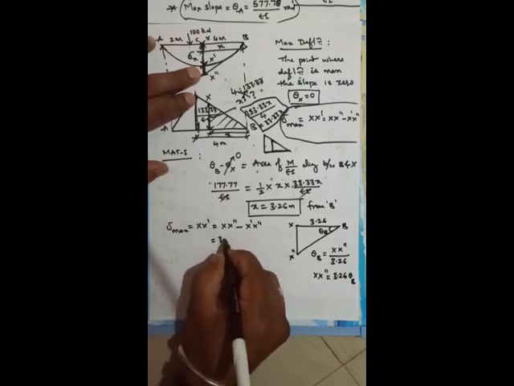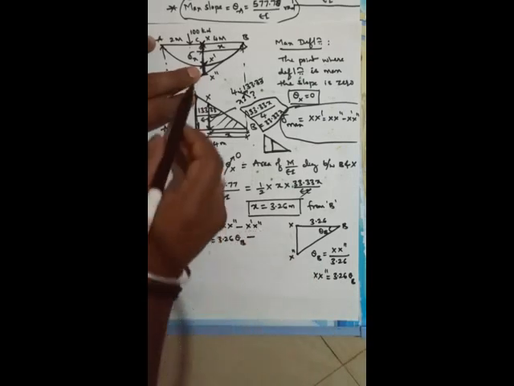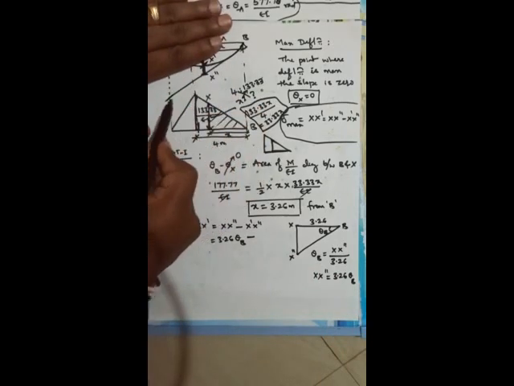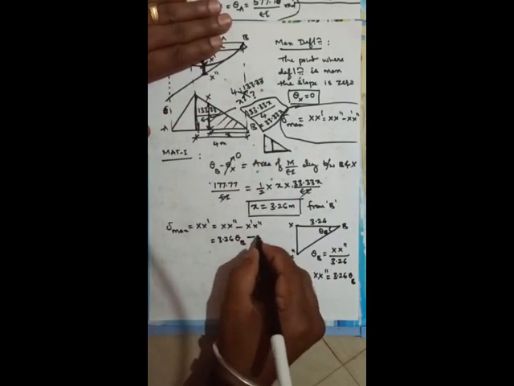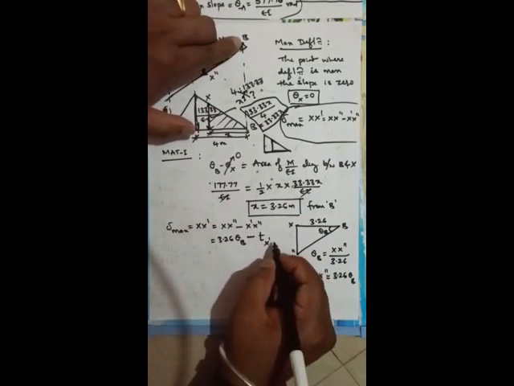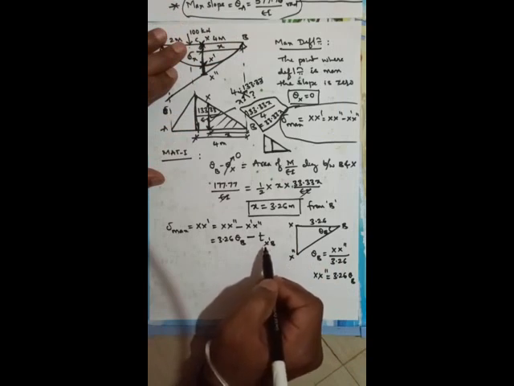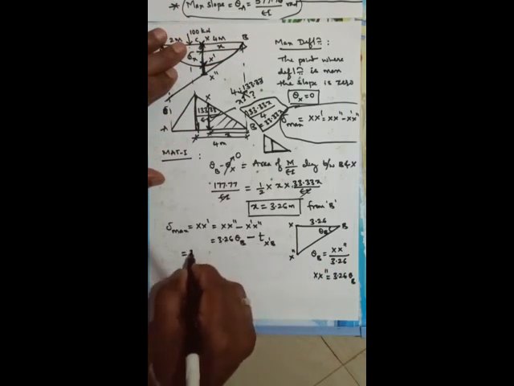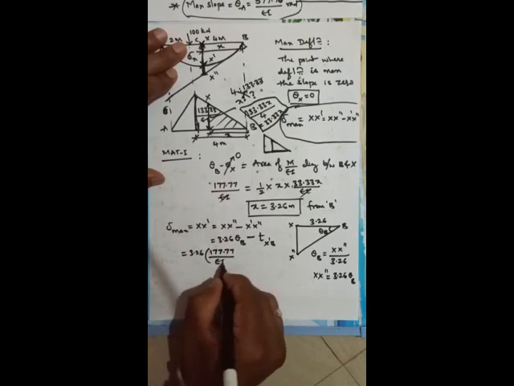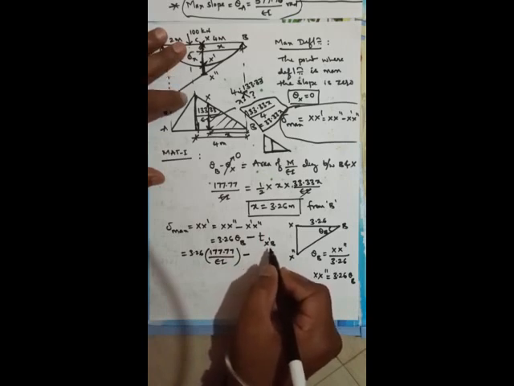So I will write 3.26 into theta B minus x dash x double dash. This is the tangential deviation of x dash with respect to the tangent drawn at point B, correct? So this is the deviation. I will write this as the tangential deviation of x dash with the tangent drawn at point B, correct? According to moment area theorem 2, you need to solve this. If I write this, 3.26 into theta B is 177.77 by EI, so this value minus T x dash B according to moment area theorem 2.